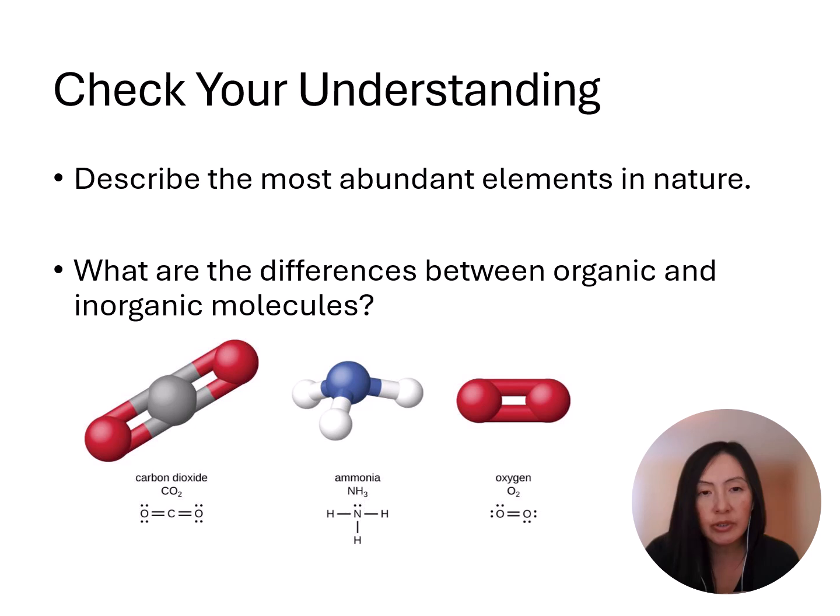For the second question, what are the differences between organic and inorganic molecules? We said organic molecules contain carbon bonded with hydrogen. They're usually larger, more complex, and they form the structures of living cells. Whereas inorganic molecules are small, simple, and they lack those carbon-hydrogen bonds. So examples include the 3 shown here: carbon dioxide, ammonia, and oxygen.